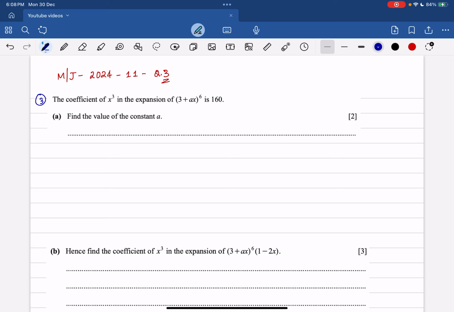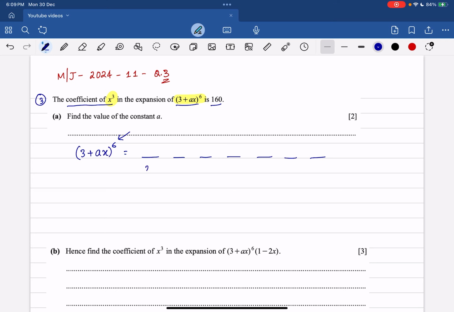Find the value of constant a. They are saying the coefficient of x cube in the expansion of this is this much. Coefficient of x cube is what I need in the expansion of this. So 3 plus ax the whole raised to 6. And when you expand, if it is raised to 6, you will get how many terms? You will get plus 1, which means 7 terms. So 1, 2, 3, 4, 5, 6 and 7, right?